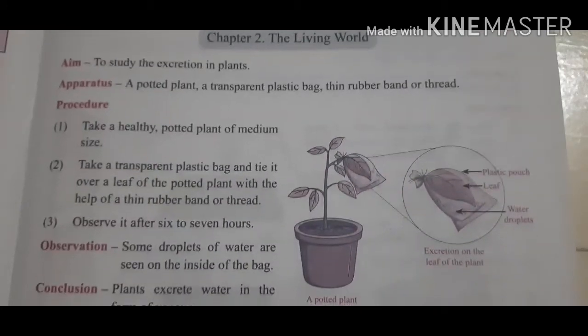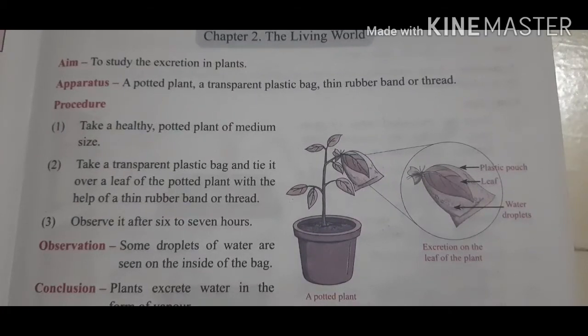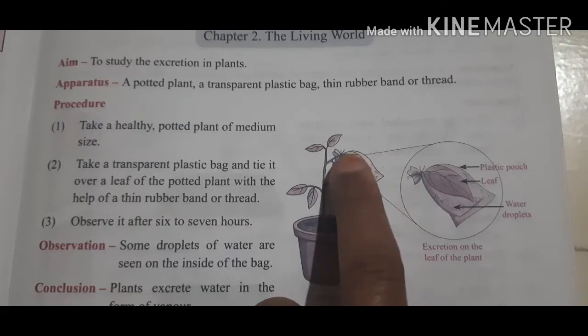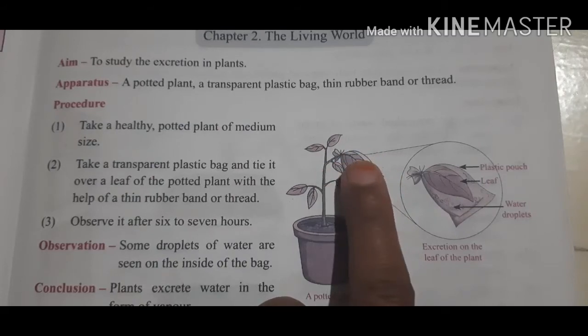Then see the procedure. Take a healthy potted plant of medium size. Take a transparent plastic bag and tie it over a leaf of the potted plant with the help of the thin rubber band or thread. समझ में आया आपको? ऐसे लेना है प्लांट, ओके, और इसे प्लास्टिक बैग से टाई कर देना है, मतलब बांध देना है उसको.